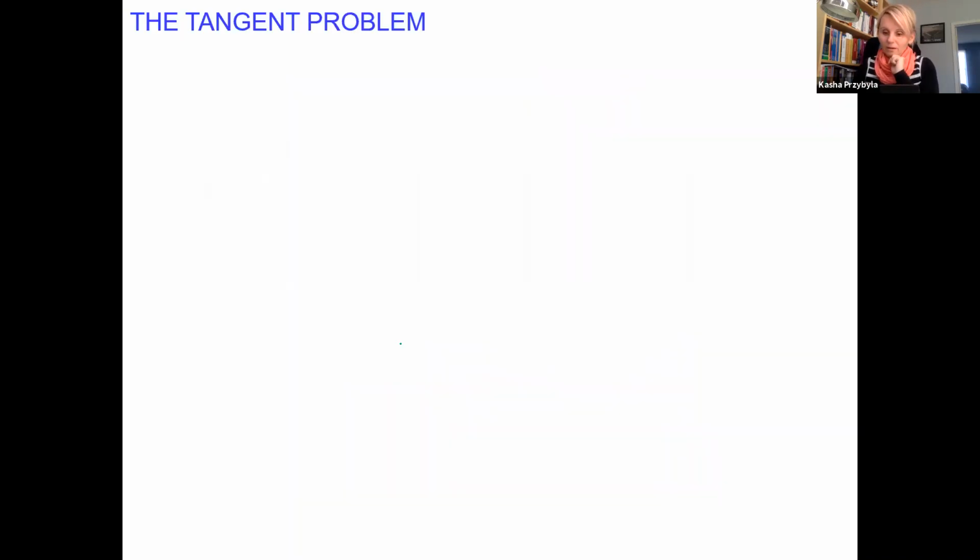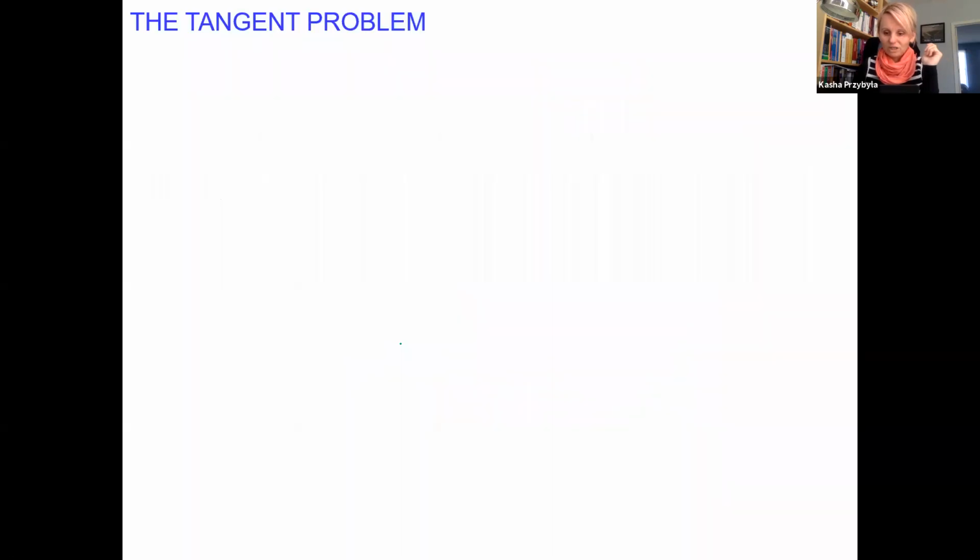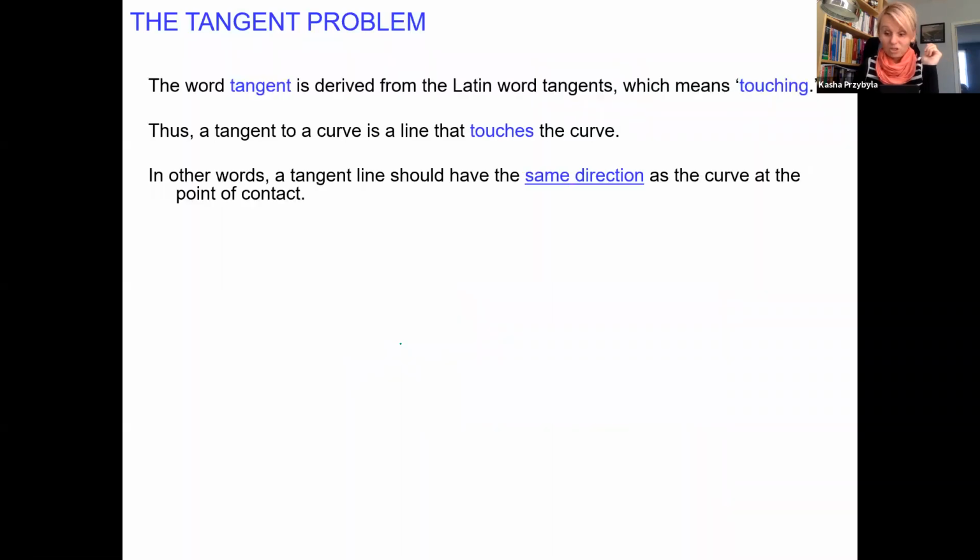What else do I have? Oh, too fast. We can see T is definitely a tangent to the curve C at the point P. You just told me this. And then what do I have? Touching. This is supposed to be with the picture, but the word touching is important, and touching means the same direction.